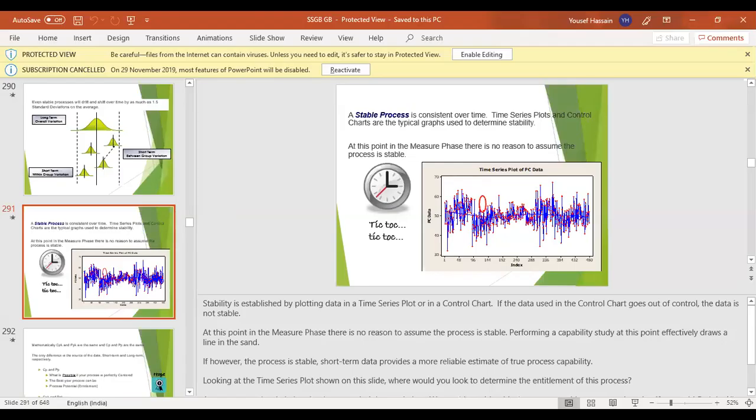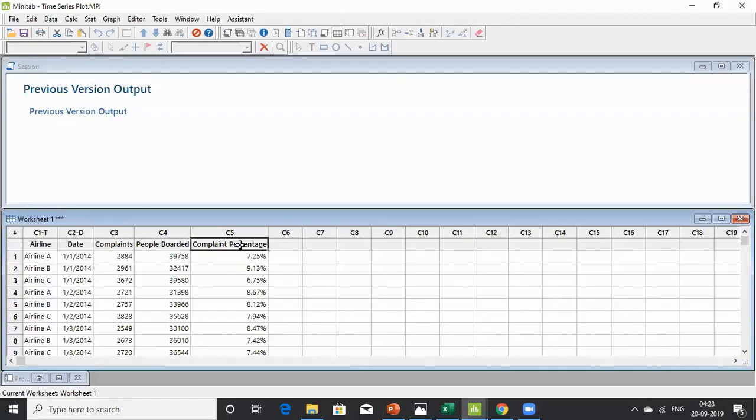Now, let me show you how I study the shape of the data using Minitab. All right. What you see here is data, right? You have different airlines A, B, C, which are my X's, one of the variables. And you have the dates, total complaints received, people boarded, and the complaint percentage. So this is my Y. Let's say I'm trying to reduce the complaint percentage for an airline company or across different airlines.